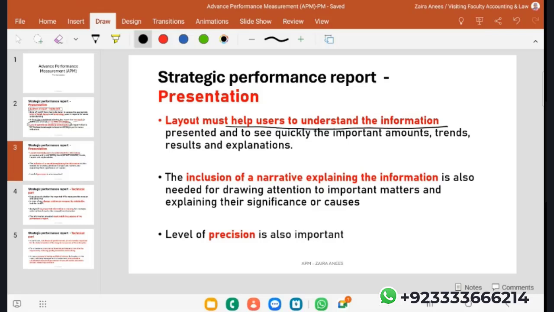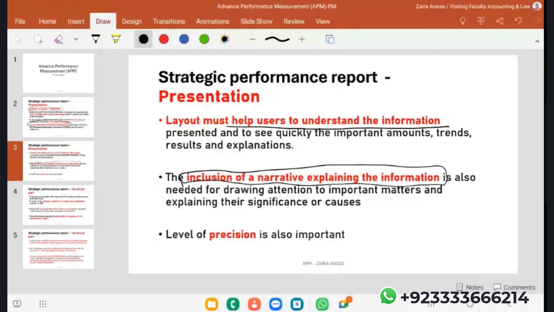You can include trends, graphs, and tables in order to summarize information. If there is a change in your report, like for example, in the last few years there has been a massive decline in the profitability of the company, you need to explain the narrative of why that happened, right?